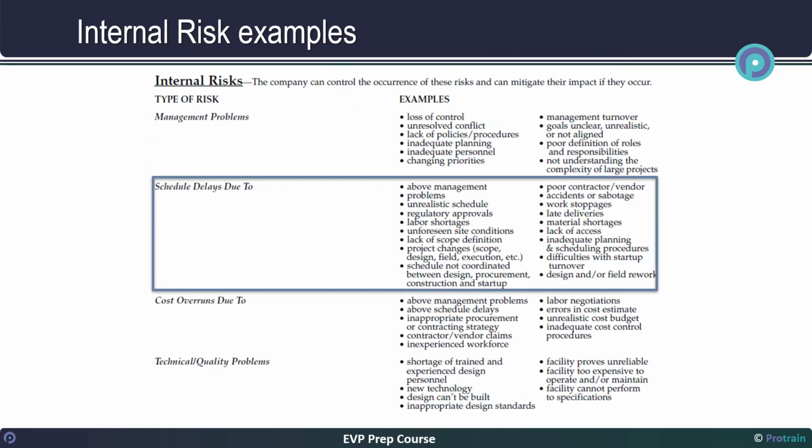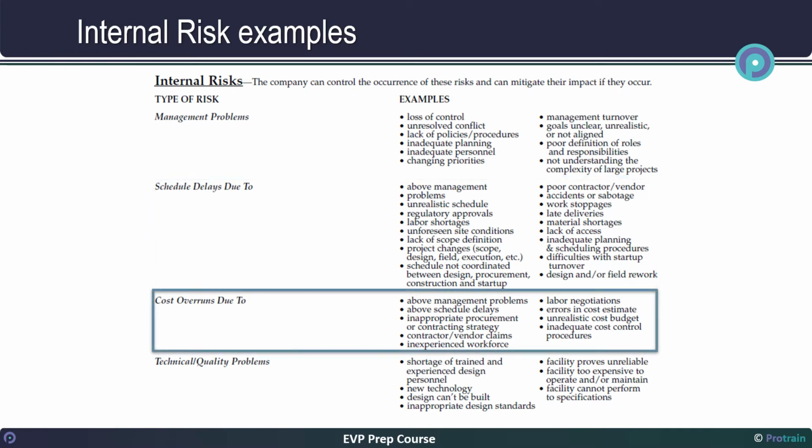Schedule delays are one of the other internal risks. This can be caused by several problems, such as management problems as discussed before, unrealistic schedules, regulatory approvals, labor shortage, unforeseen site conditions, lack of scope definitions, project changes etc. Another and very common internal risk to a project is cost overrun. This can be due to management problems, inappropriate procurement strategy, contractor or vendor claims, inexperienced workforce, labor negotiations, errors in cost estimate, unrealistic cost budgets etc.